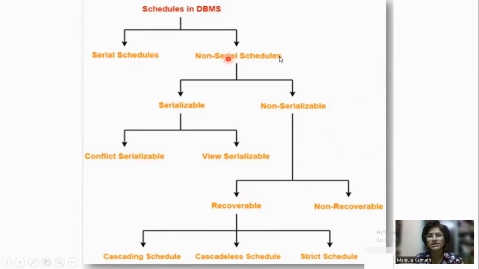Whereas a non-serial schedule is a concurrent execution. Multiple transactions perform the task by interleaving one in another. That is why we have an interleaved operation. It is the intervention of one transaction taking place in another.